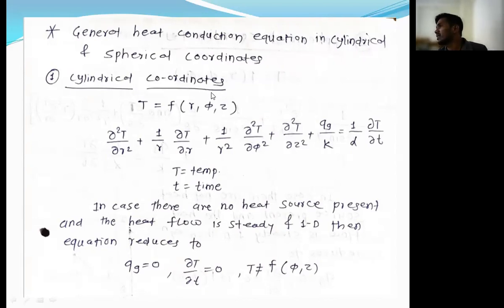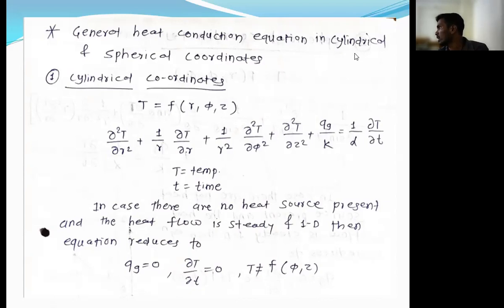We had the derivation for the general heat conduction equation in Cartesian coordinates, but for the cylindrical and spherical there is no need of any derivation. We have to write down the final equation directly. Whatever the syllabus mentions, only the equation is there, no derivation. So we have to write down the final equation of the cylindrical and spherical coordinate system.